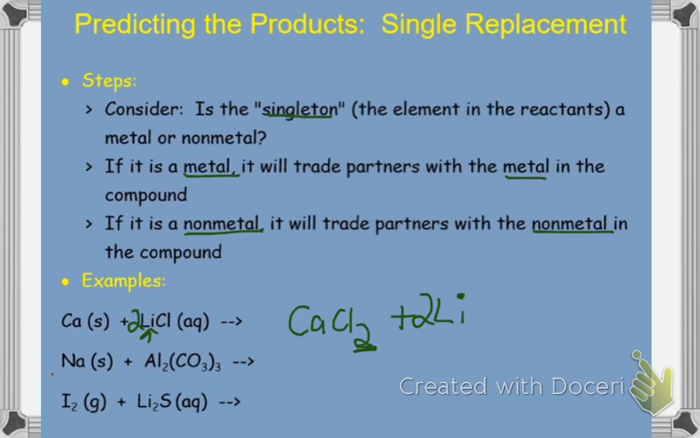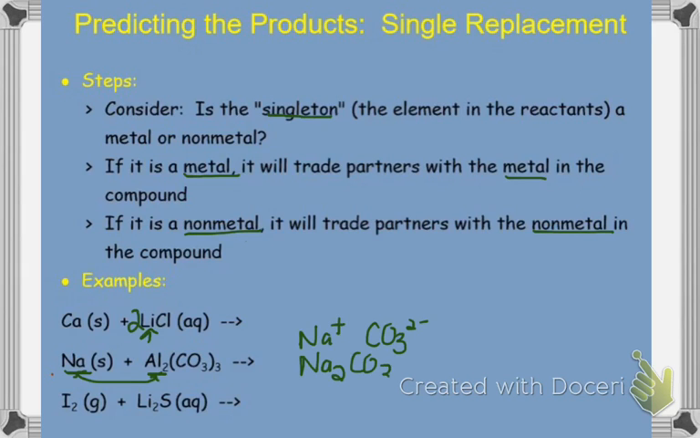Next, let's take a look at the sodium and the aluminum carbonate. Sodium would be a metal. It's in column 1. That means it's going to trade places with the aluminum, the other metal in the compound. Let's move this out of the way. Sodium is a +1. The CO3, the carbonate, is a 2-. So that means I have a formula of Na2CO3, and then my aluminum would be left over as the element.